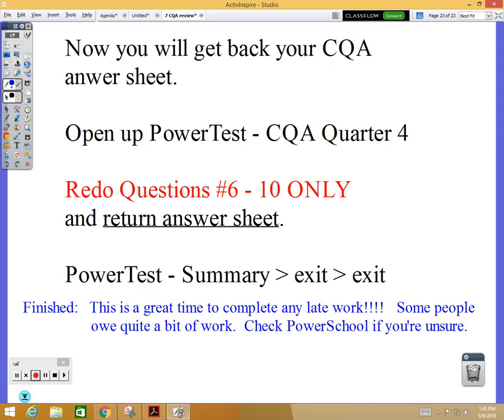Remember that when you are done today with 1 through 10, give your answer sheet back to me. On Power Test, go to Summary, Exit, Exit. Do not submit it, because then that means you're finished. Okay, Summary, Exit, Exit. And then once you've done that, this is a great time to complete any late work. And a lot of you owe at least something. Not everyone, but a lot of you owe at least one thing. And if you don't think you owe anything, then you can check Power School and just make sure.